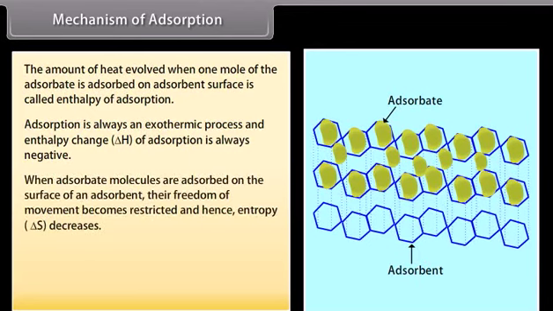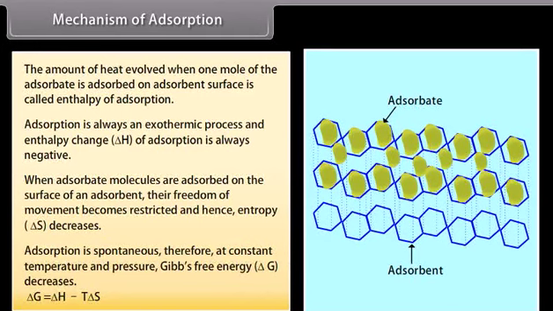When adsorbate molecules are adsorbed on the surface of an adsorbent, their freedom of movement becomes restricted and hence entropy decreases. Adsorption is spontaneous. Therefore, at constant temperature and pressure, Gibbs free energy decreases. Delta G is equal to delta H minus T delta S.